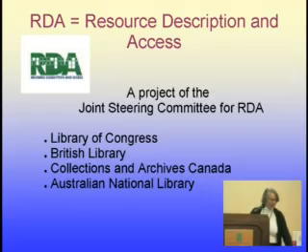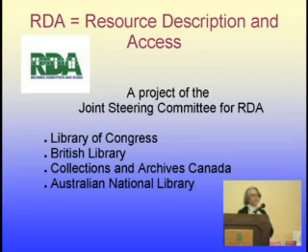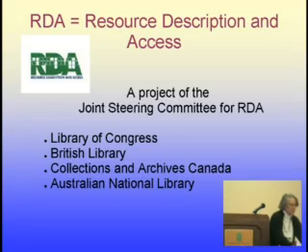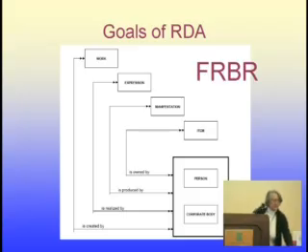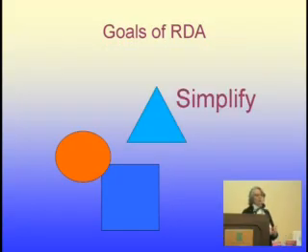Now, RDA came up with some very interesting goals, which they state in some of their early documentation. I'm going to move this closer to me without losing the connection. There we go. One of the first goals of RDA was they were going to use FRBR as their basic data model and conceptual model. FRBR, in the minds of these people, describes our domain. They also had a goal to simplify things.